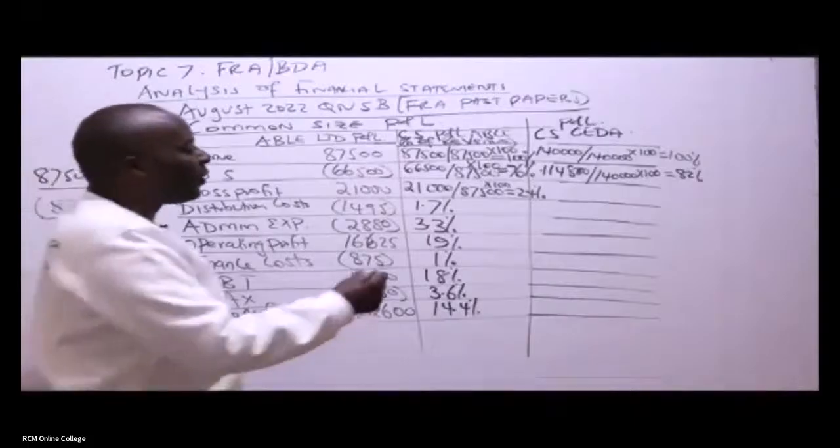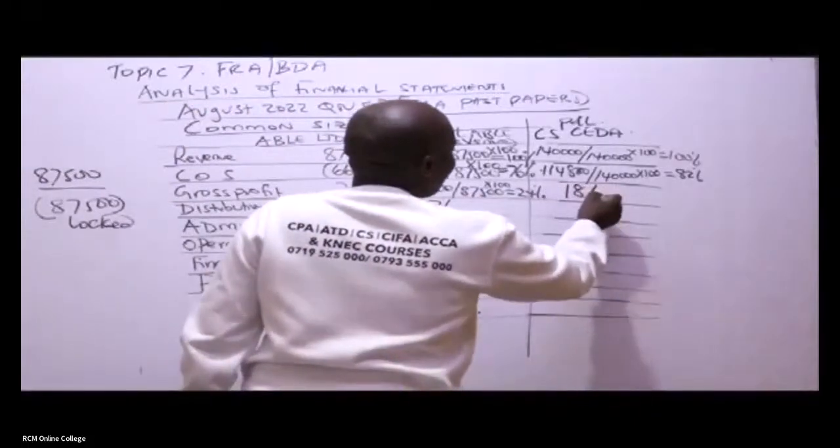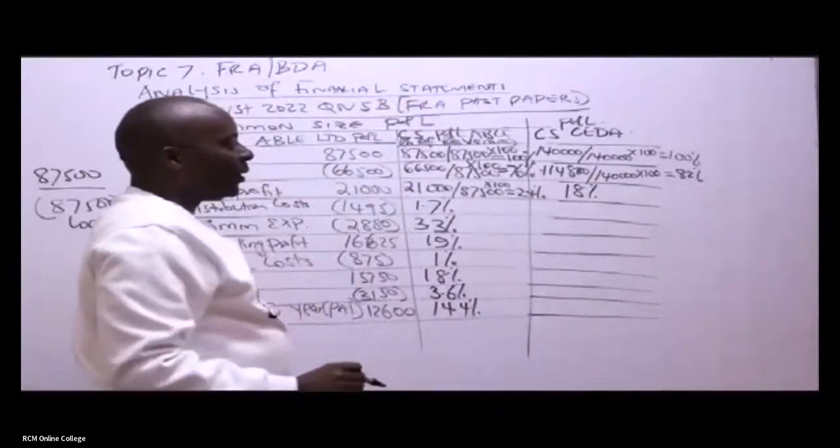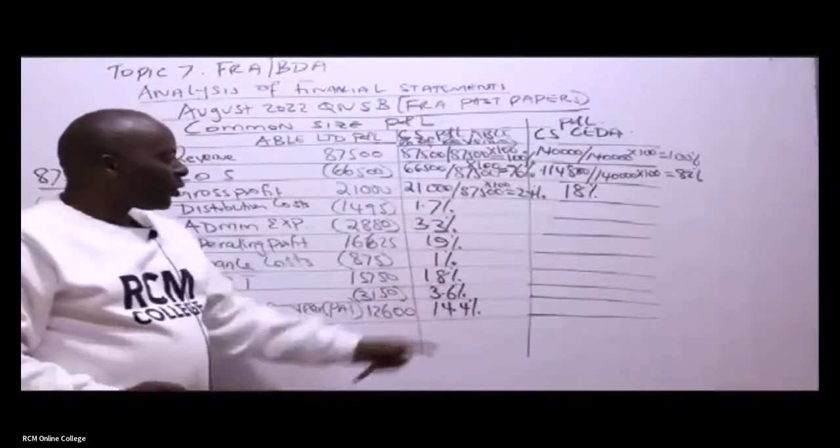Cyprian is giving me 18% here. So please go to the next one in terms of distributions.